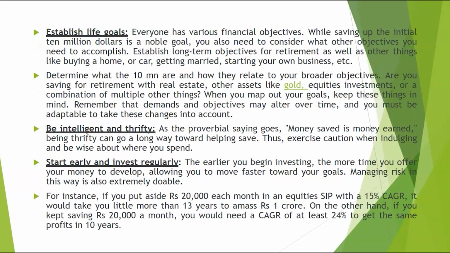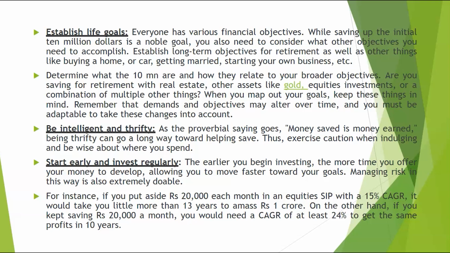Third, establish life goals. Everyone has various financial objectives. While saving up the initial $10 million is a noble goal, you also need to consider what other objectives you need to accomplish. Establish long-term objectives for retirement as well as other things like buying a home or a car or getting married or starting your own business. A short-term objective can be maybe going on a vacation or maybe buying a jewelry, right? Then determine what the 10 million are and how they relate to your broader objectives.